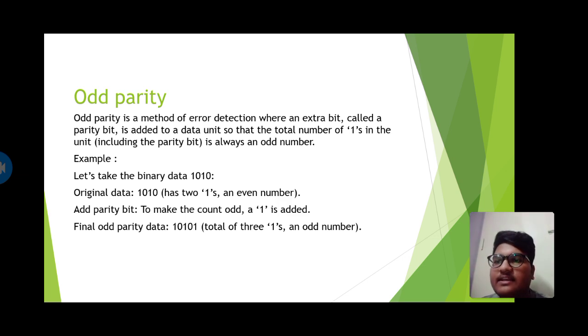Let us consider an example. Binary bit 1010. The original data given is 1010, having an even number of ones. To change it into odd parity, we add an extra bit at the LSB side. By adding a 1, we get the data value 10101, which has 3 ones, an odd number. So it is an odd parity.